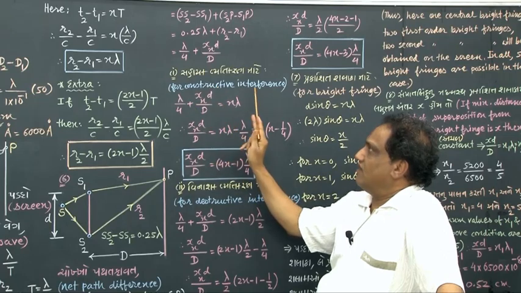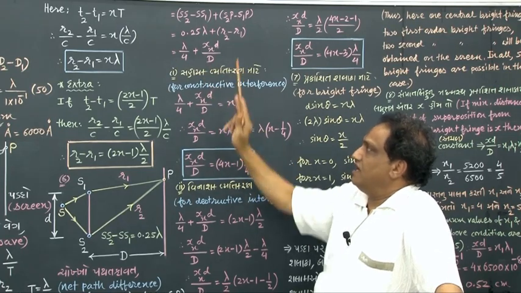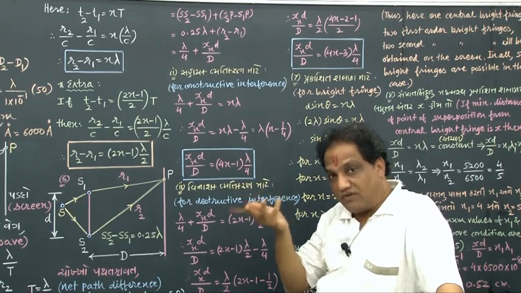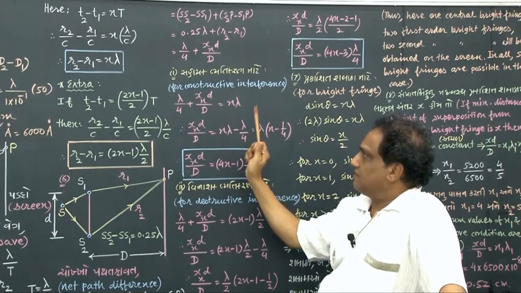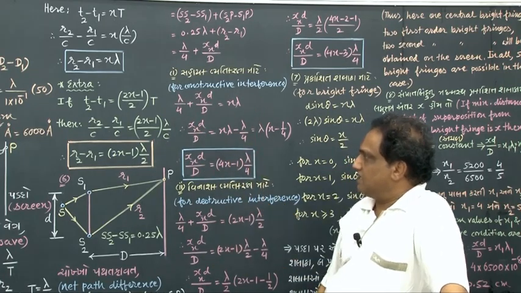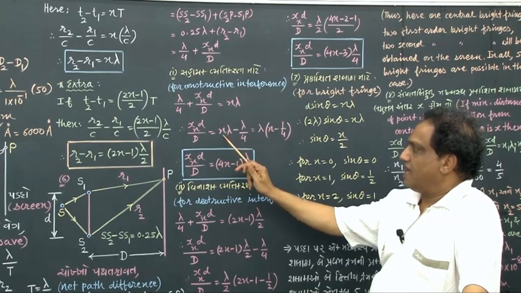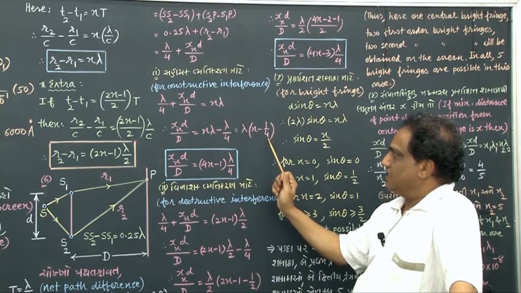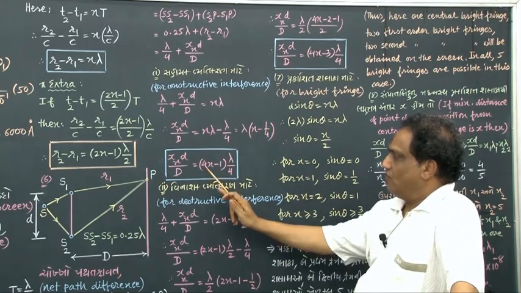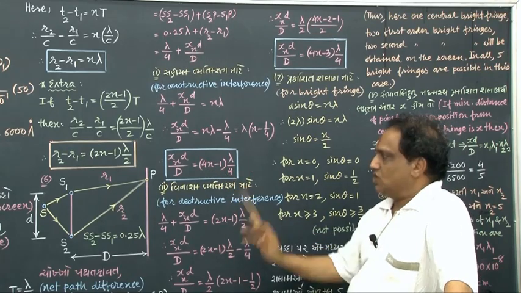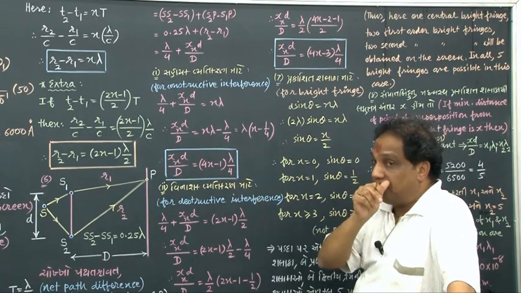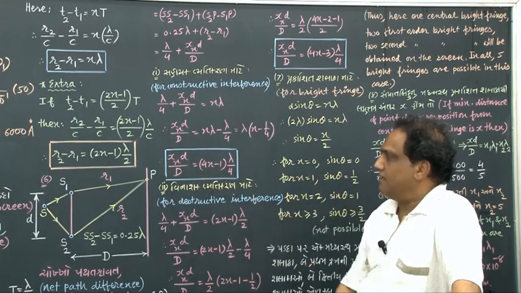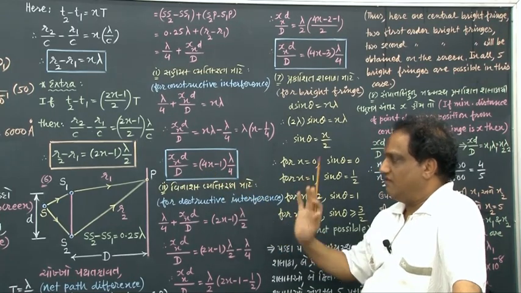Now for constructive interference, this net path difference should be equal to n lambda. That is the condition of constructive interference. Transfer this; when you transfer it from plus, it will become minus. Take lambda common, inside the bracket n minus 1 by 4. Now lambda as it is, take LCM here, 4n minus 1 upon 4. So the condition for constructive interference we have obtained like this: xn d upon capital D equals 4n minus 1 into lambda by 4.